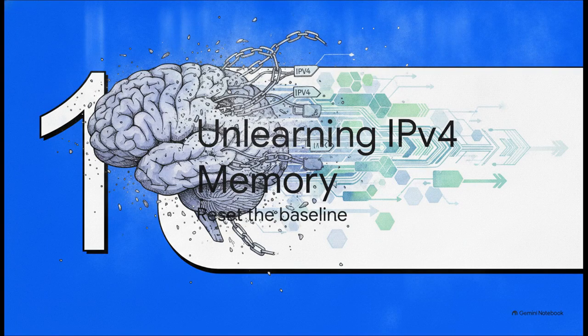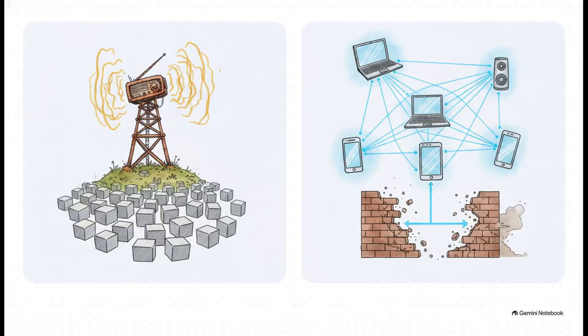Okay, Section 1, Unlearning IPv4 Muscle Memory. It is time to reset the baseline, folks. To really fix IPv6, we have to stop treating it like IPv4. It is not just the same protocol with a longer license plate, it fundamentally changes the rules of the road.